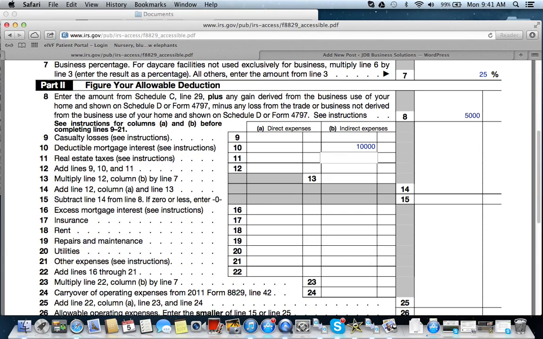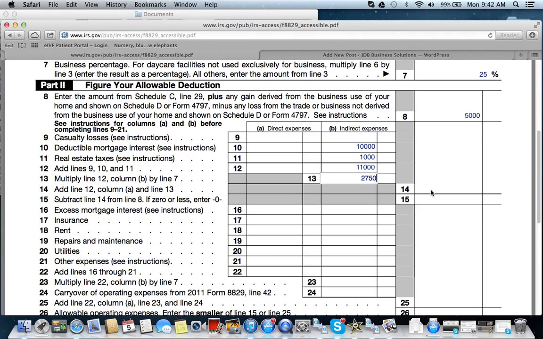Same thing with real estate taxes. The total amount you paid will go under indirect expenses. All right, then you're going to add lines 9, 10, and 11. So in this case, it'll be $11,000. Okay. And then line 13, you're going to take line 12 and multiply it by the percentage of your house used for your office. So in our case, that is 25% times $11,000, which comes out to $2,750.